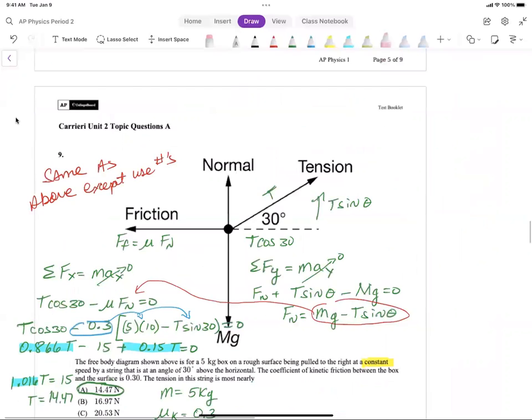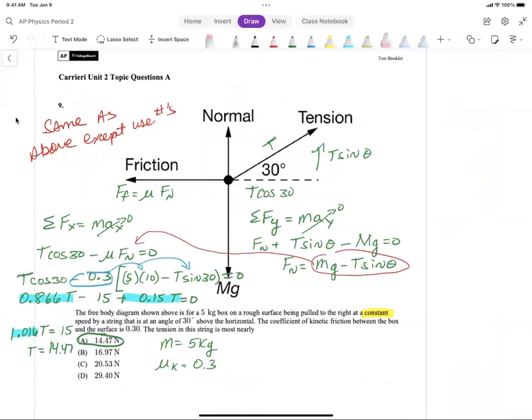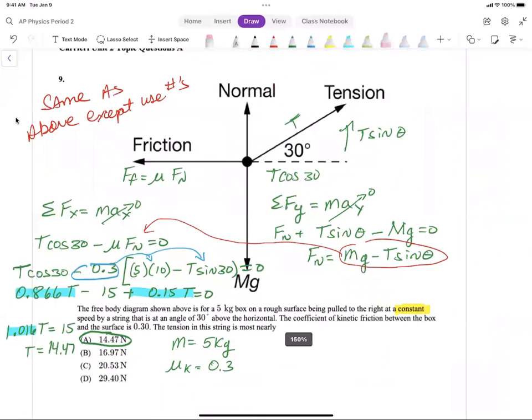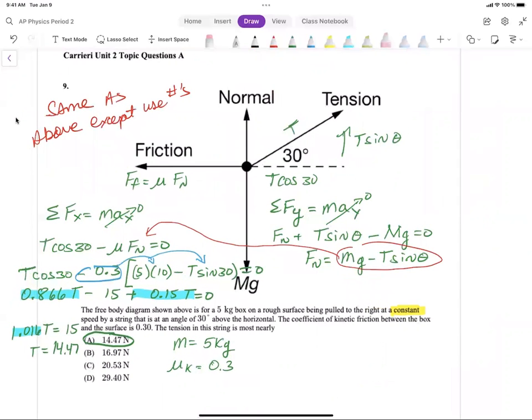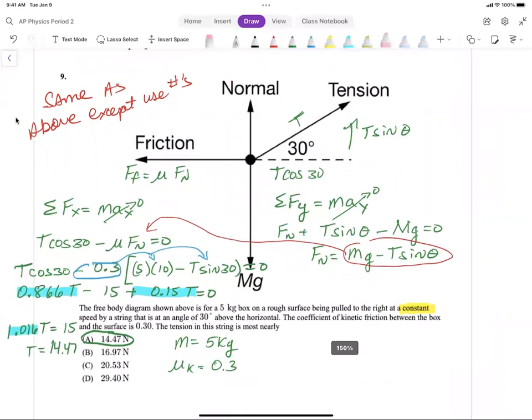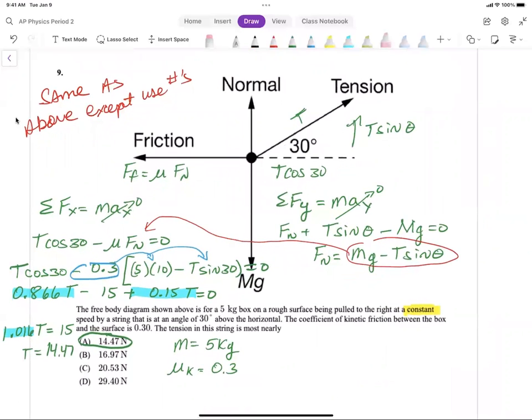Number 9, same exact kind of problem, except this time they give you numbers, okay? Most of the time they don't, but every once in a while they do. And on free response questions, you might actually have to calculate numbers, okay? Same exact thing. I have been asked to determine the tension in the string. So I'll start with the fact that they gave me, this is super important. If I have a constant speed, that means my acceleration is 0.